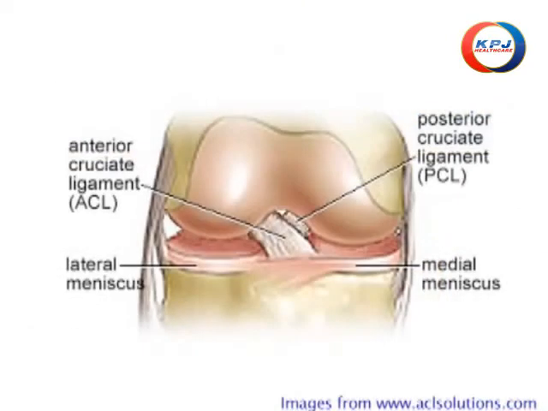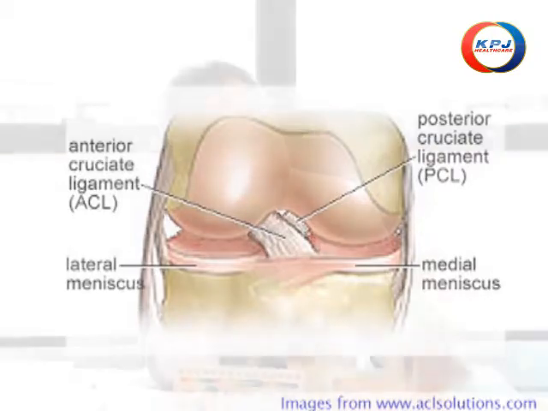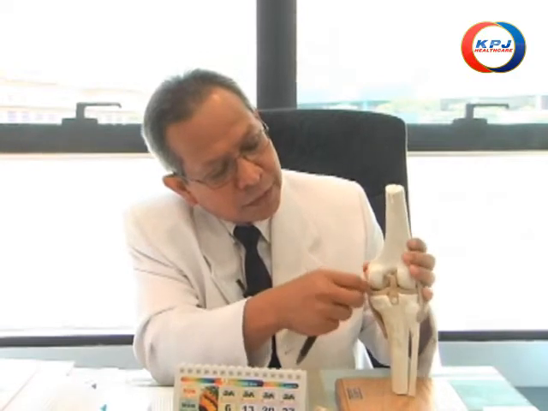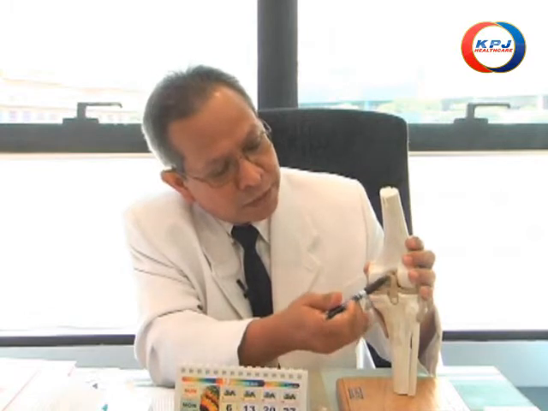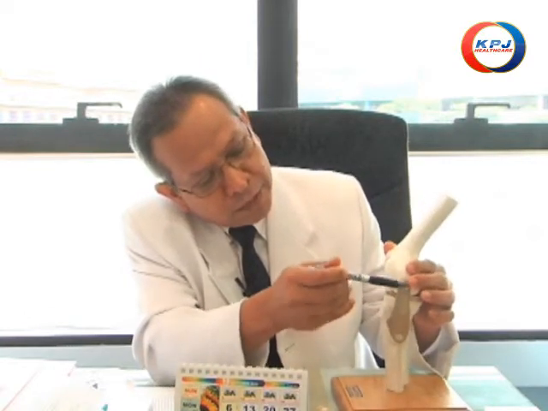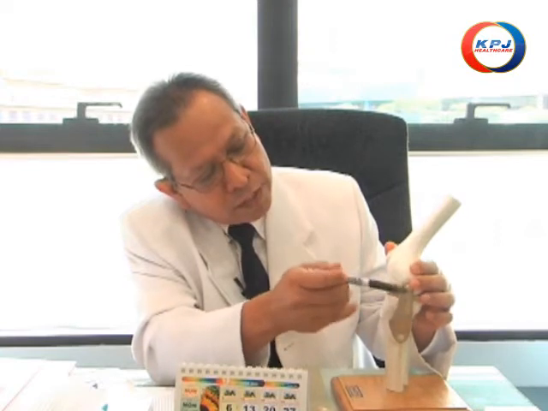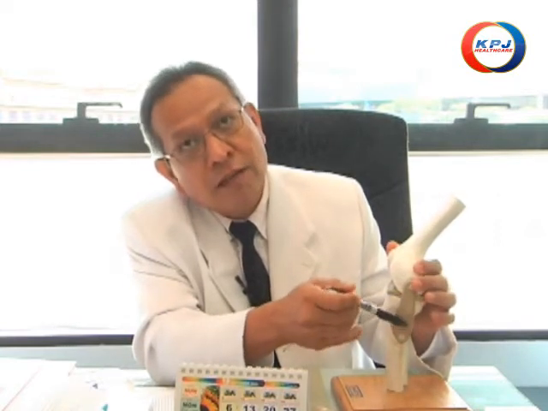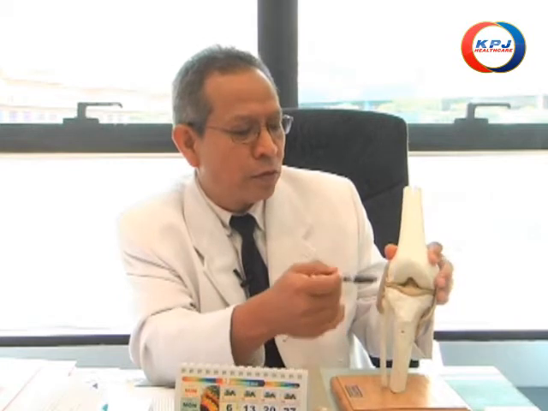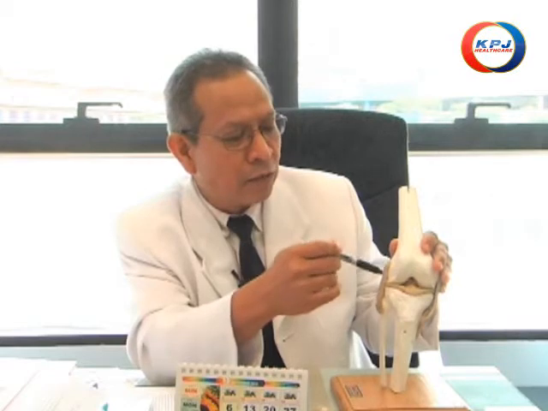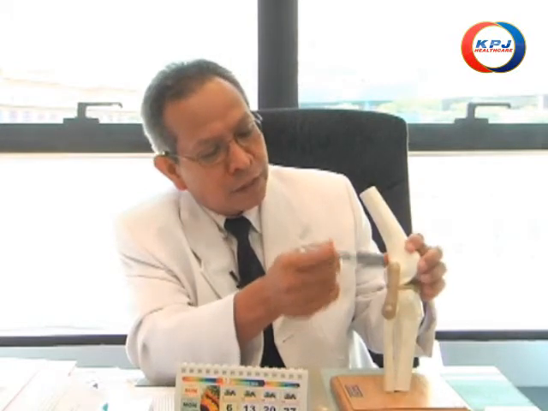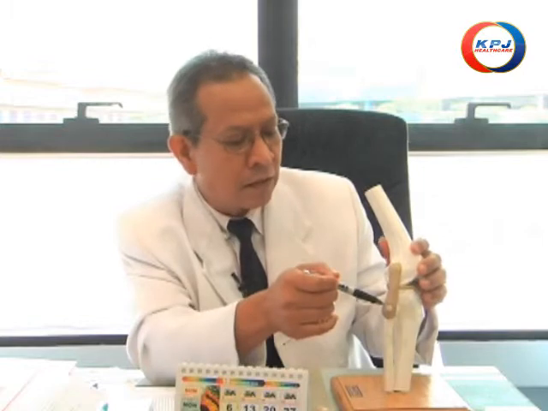We have the one inside here, we call it ACL in short, or anterior cruciate ligament. We have at the back here, which is a bit torn here, we call it PCL, or posterior cruciate ligament. And then we have a broad ligament on the inner side of the knee, we call it medial collateral ligament, and also more complex ligaments on the outer side of the knee, but in this model it is quite simplified. We call it lateral collateral ligaments.